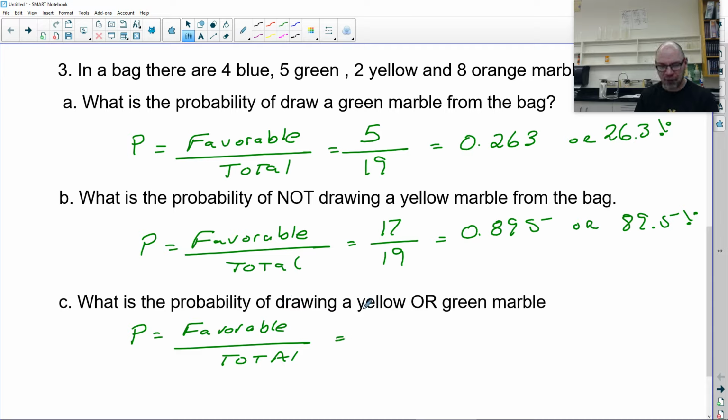We may touch on that if we have time. Okay, so favorable is yellow or green. Yellow or green, 5 and 2. That's 7 over 19. Okay, so if we do the decimal on that one, that's decimal 0.368 or 36.8%. Okay, so that's drawing out of a bag in example 3.